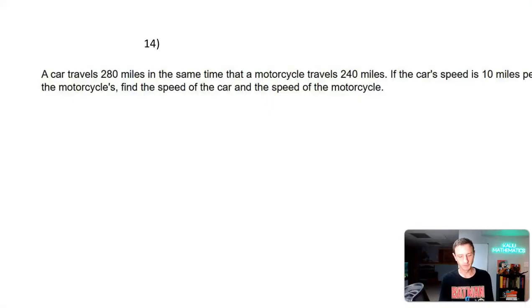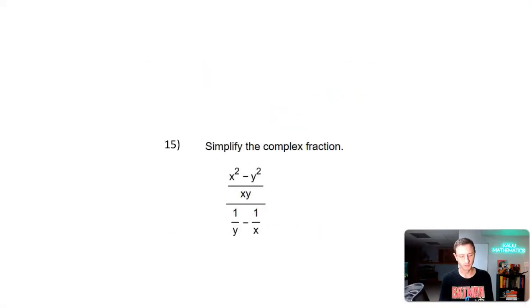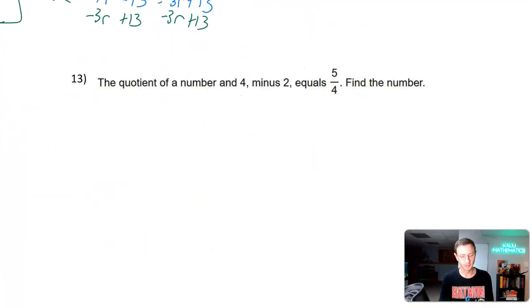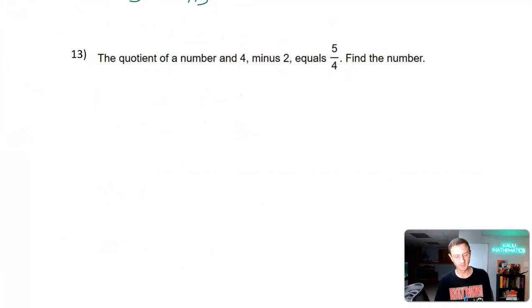I think I just have a couple left. I think I have this one. Let's see. Ooh, distance question, and then a complex fraction. Yes, a couple more. Hopefully this is giving you a nice little review. It says the quotient of a number and 4 minus 2 equals 5/4. Find the number.